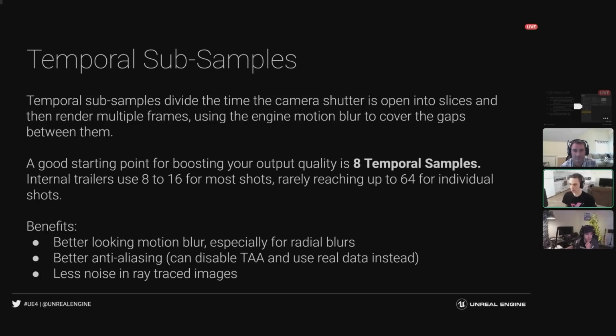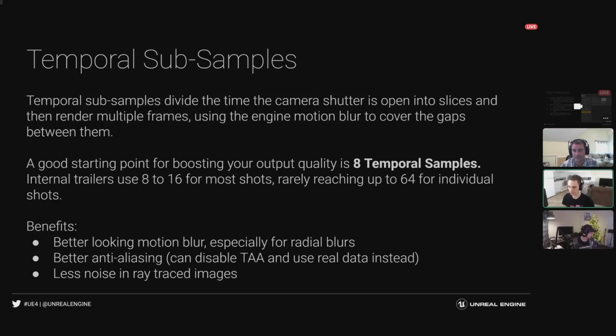If you're looking for a good starting point for boosting your output quality, 8 temporal samples is a good starting point, as pretty much the only setting that you might want to change. Our internal trailers use 8 temporal samples for, I think, 80% of the shots, 16 temporal samples for 15% of the shots, and some of the last 5% may go higher depending on exactly what's in that shot. So you don't need to go too crazy on this to start getting really significant returns on your investment.